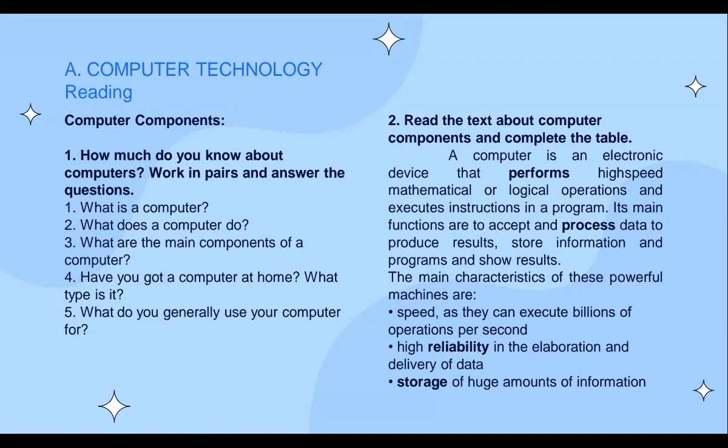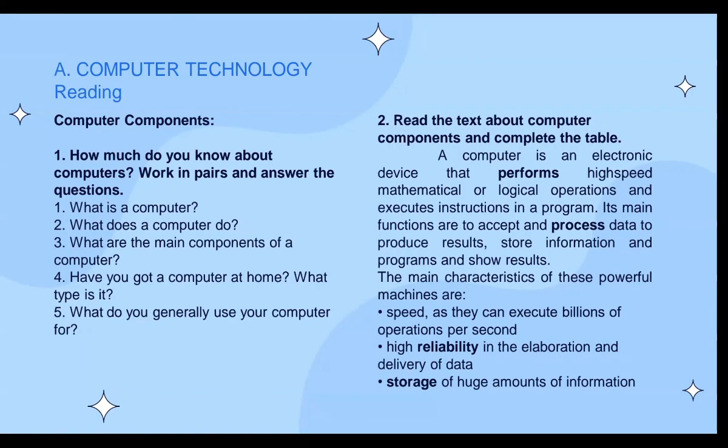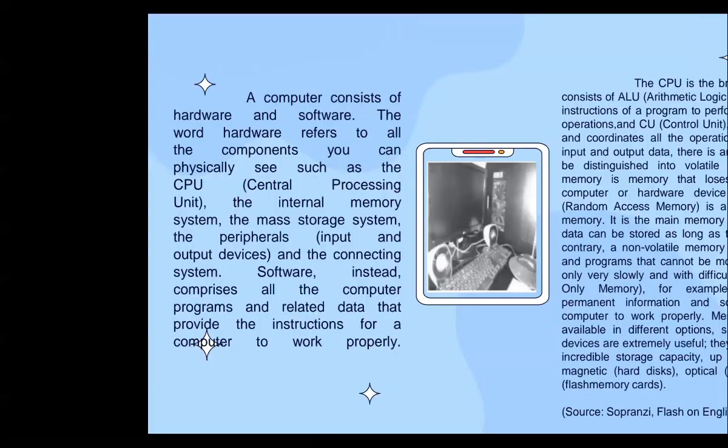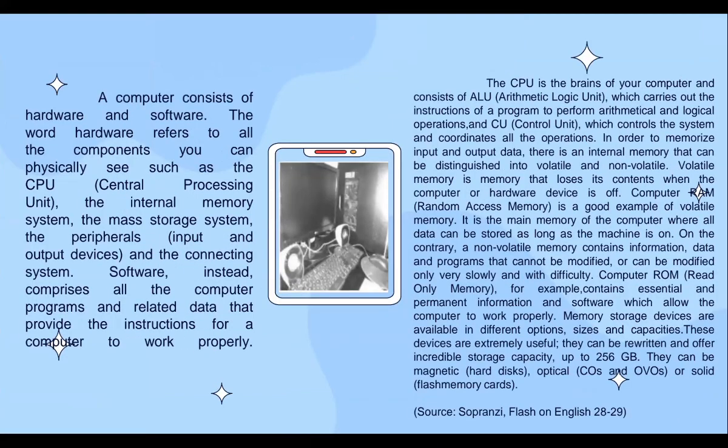The main characteristics of these powerful machines are: one, its speed, as they can execute billions of operations per second. Two, high reliability in the elaboration and delivery of data. Three, storage of huge amounts of information. A computer consists of hardware and software.